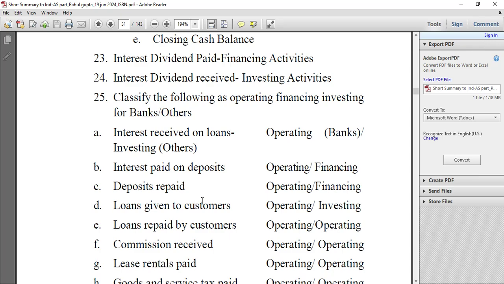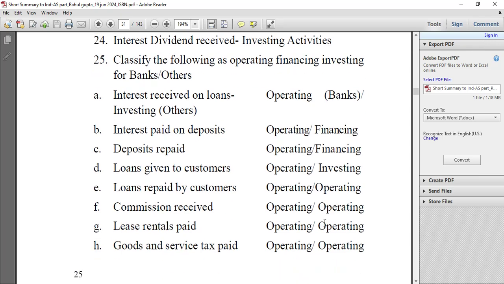Loans given to customers: for banks, it is an operating activity. For others, it is an investing activity. Loans repaid by customers: for banks, it is an operating activity, and for others also it is an operating activity. Commission received: for banks, it is an operating activity, and for others also it is an operating activity.